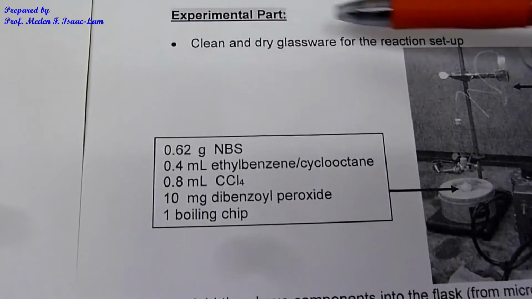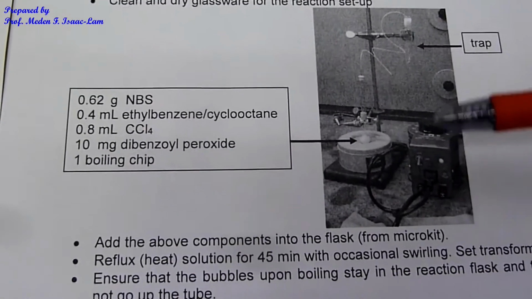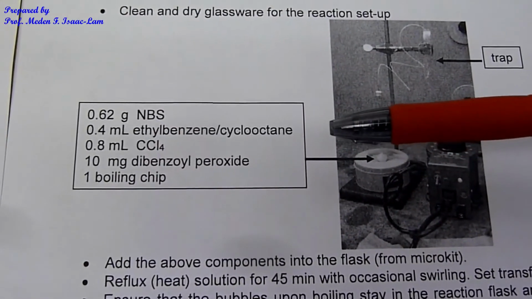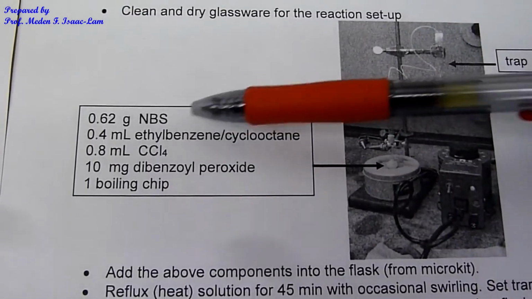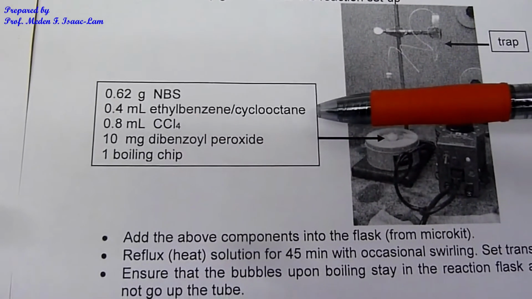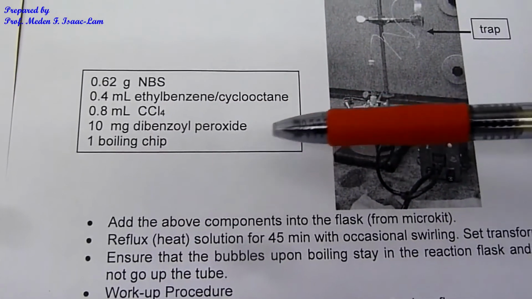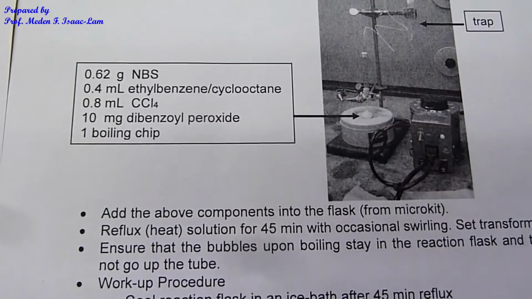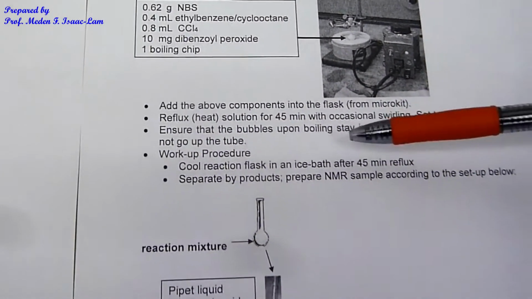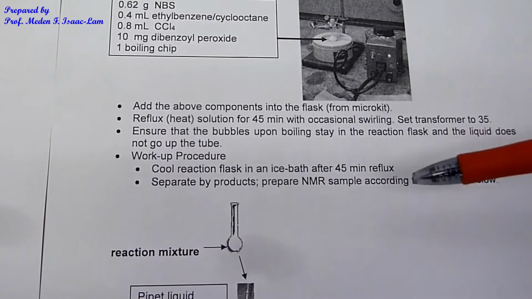This is the experimental part, and we are going to use the microkit. It's a simple setup, and we are going to mix together the reactants, NBS, N-bromosuccinimide, ethyl benzene, and cyclooctane, the solvent carbon tetrachloride, and then the initiator, dibenzoyl peroxide, and one boiling chip. We are going to reflux it for 45 minutes, and then we are going to work it up.